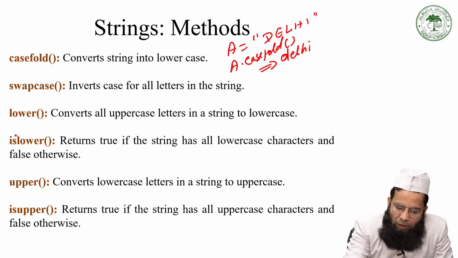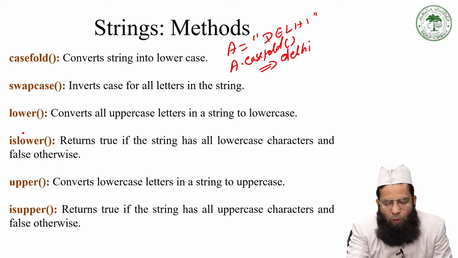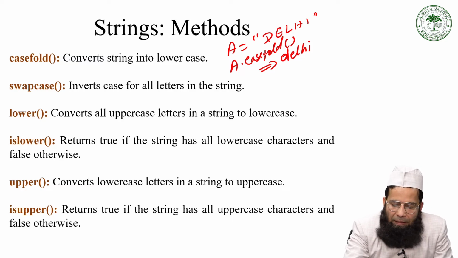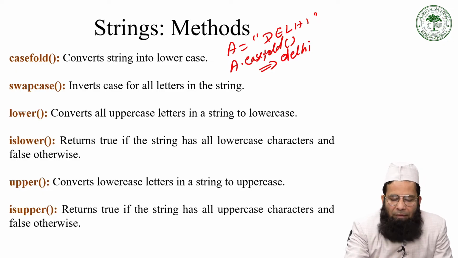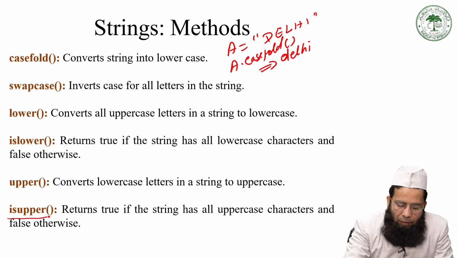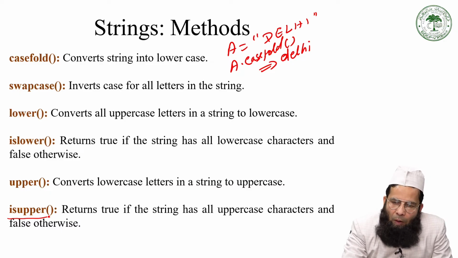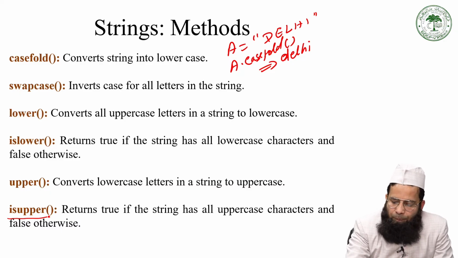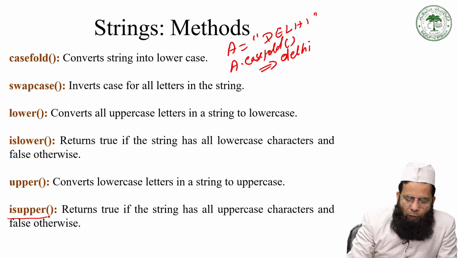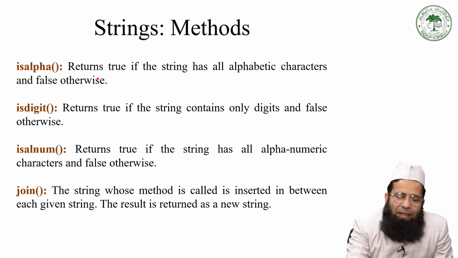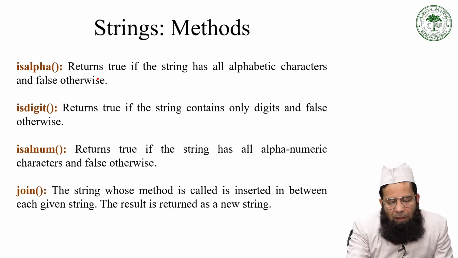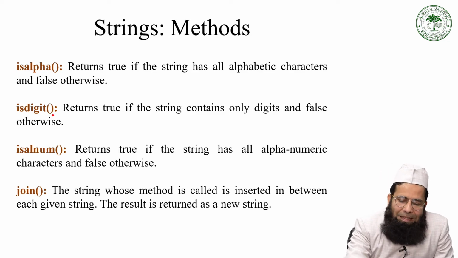Similarly, islower is actually a boolean. It gives me a boolean value, either true or false. If all the characters are in lower case, then it would return true, otherwise false. Similarly, isupper is a method which gives me true if all characters are in uppercase. Otherwise, it will give me false. Similarly, isalpha checks whether a string has all alphabetic characters. Otherwise, it will give us false. Isdigit checks whether all the data is in digit format.